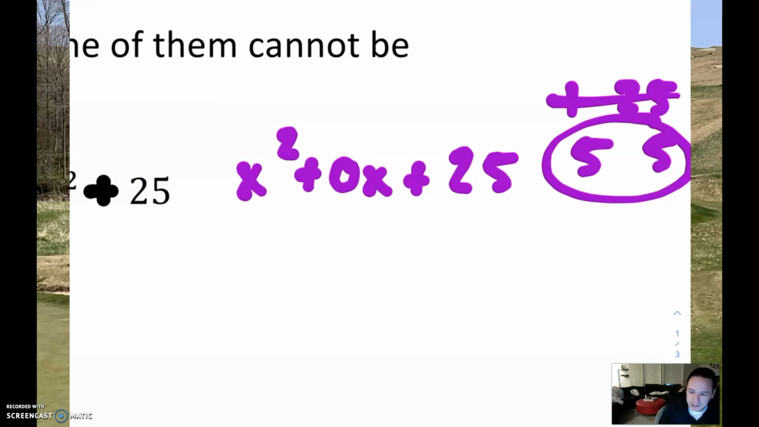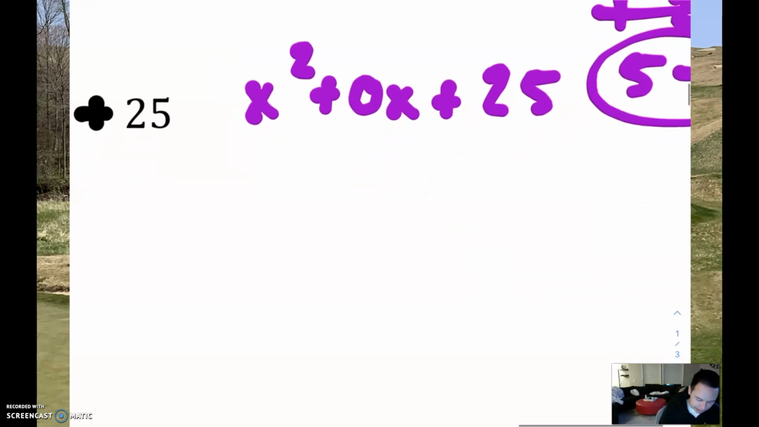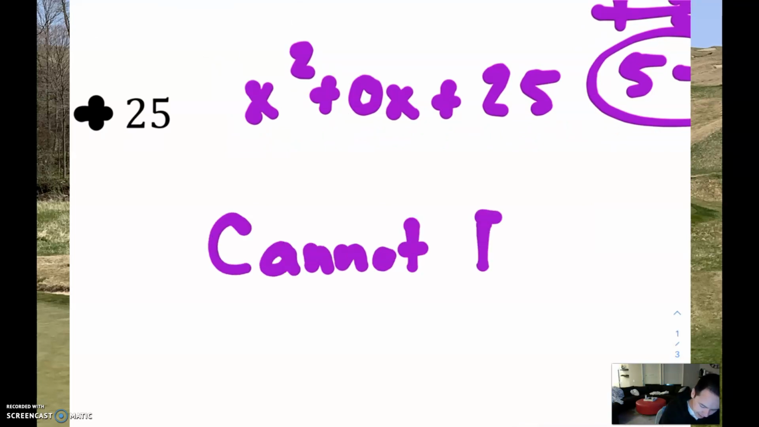But in order to make a 0, one of them would have to be negative. So let's try putting a negative here. But the problem is, if I have 5 times negative 5, it doesn't make positive 25 like it should. It would equal negative 25. So in this case, I cannot factor this problem properly. So this one, I'm just going to write cannot factor.